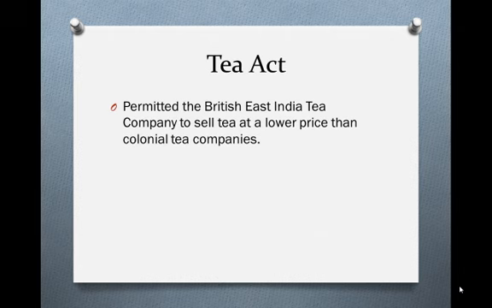The Tea Act permitted the British East India Tea Company to sell their tea at a lower price than the colonial teas. That meant again that they were taking money away from the colonists that were selling their own tea. And this meant that while the tea was less expensive, it also was resented by the colonists. So the colonists decided to do something called boycott. They simply refused to buy the tea. It reached the point where they started refusing to unload the tea from the ships when it came into the harbor.